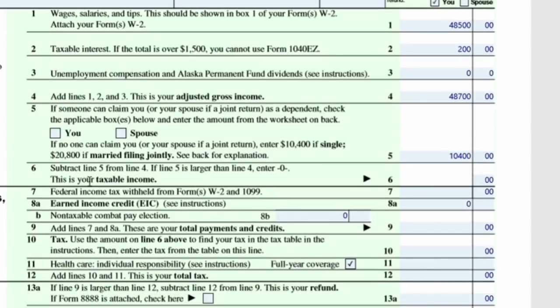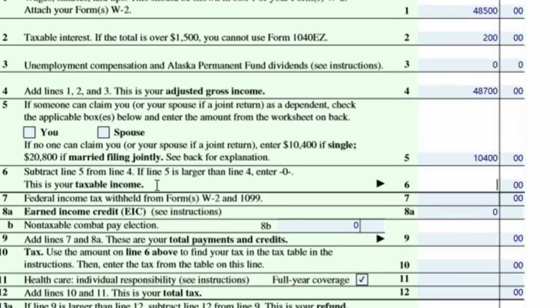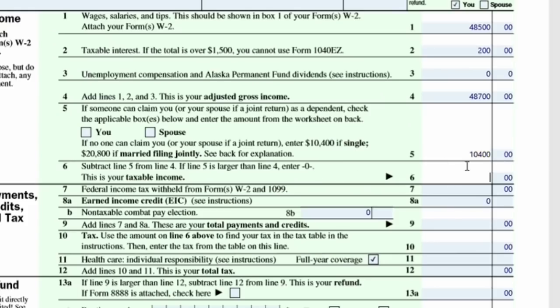The next line says subtract 5 from 4. If line 5 is greater than 4, which it is not, then enter a 0, but that's not our case. So we're going to subtract 10,400 from 48,700, and we'll get 38,300.